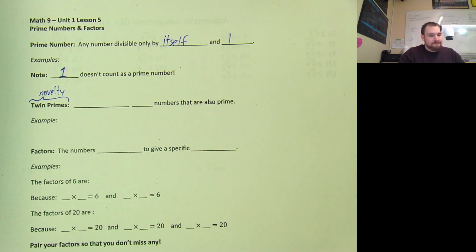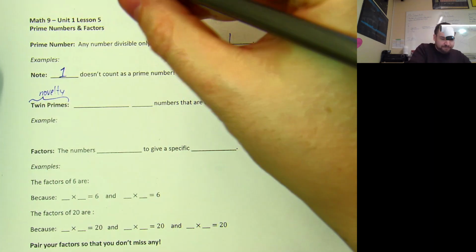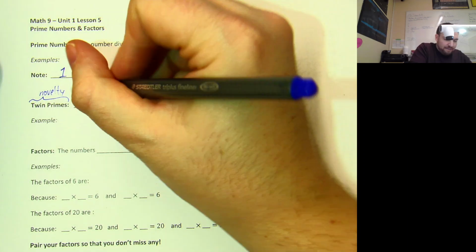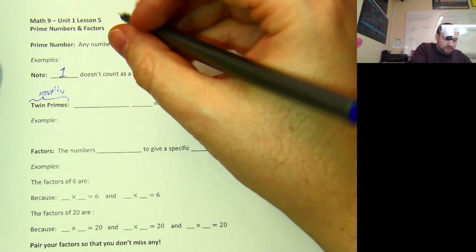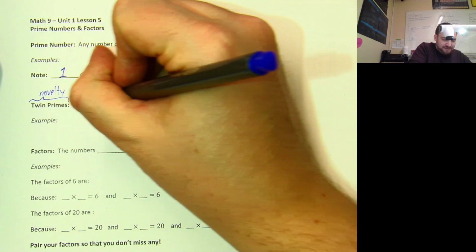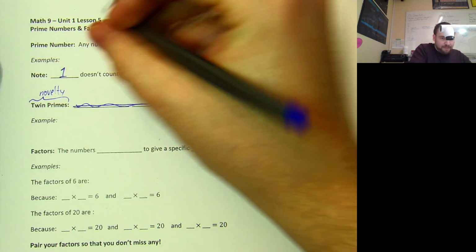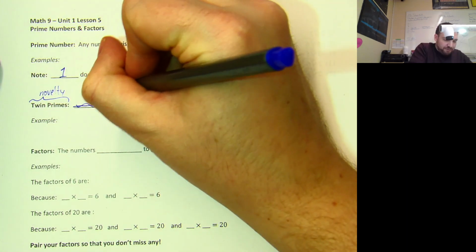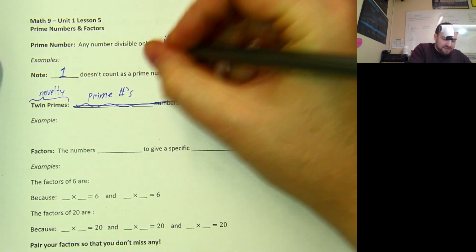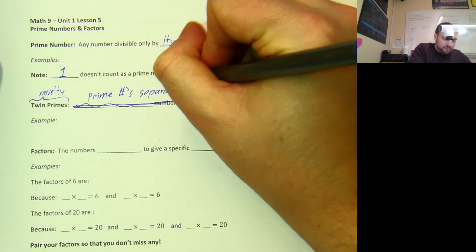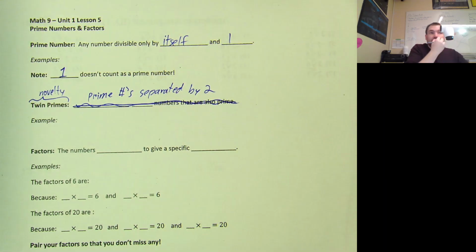Does anyone know what a twin prime is? Twin primes are primes that are separated by the smallest possible prime division, and that is 2. Actually, I don't like how this is written, so I'm going to rewrite this. Twin primes are prime numbers separated by 2. So the smallest example of twin primes is what?